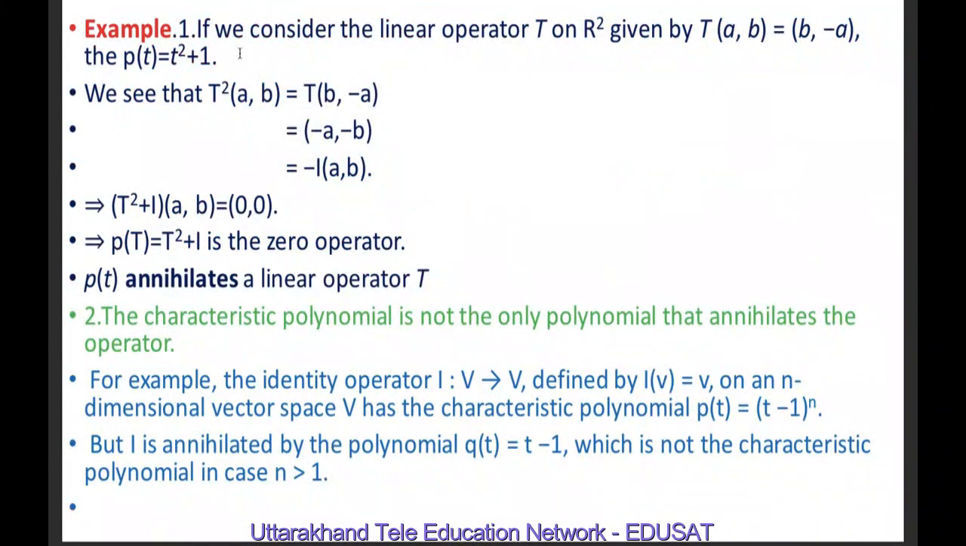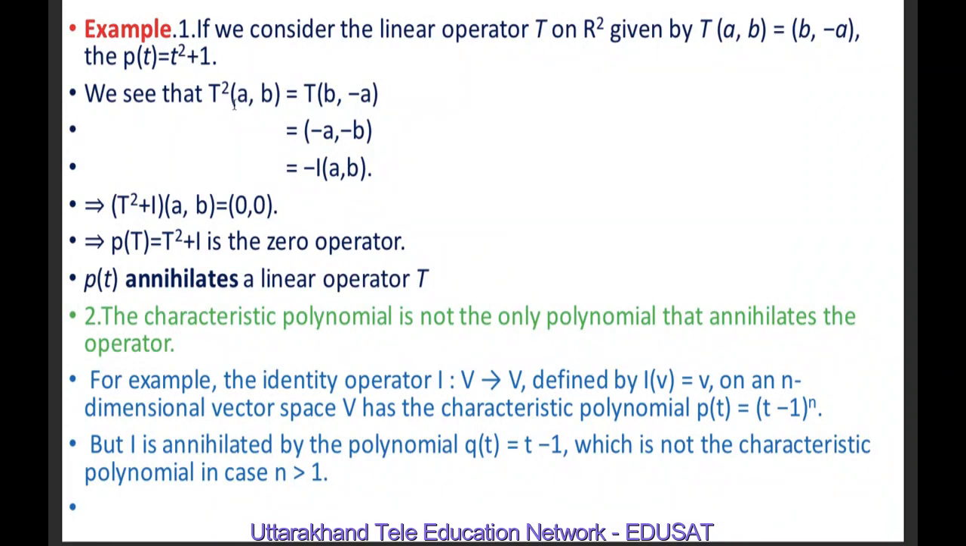Now some examples. If we consider the linear operator T on R square and we define T(a,b) equal to (b, minus a), where the second component comes to first, and in the second component we have the first component with minus sign, then p(t) equal to t square plus 1. This example we also considered in previous lecture.